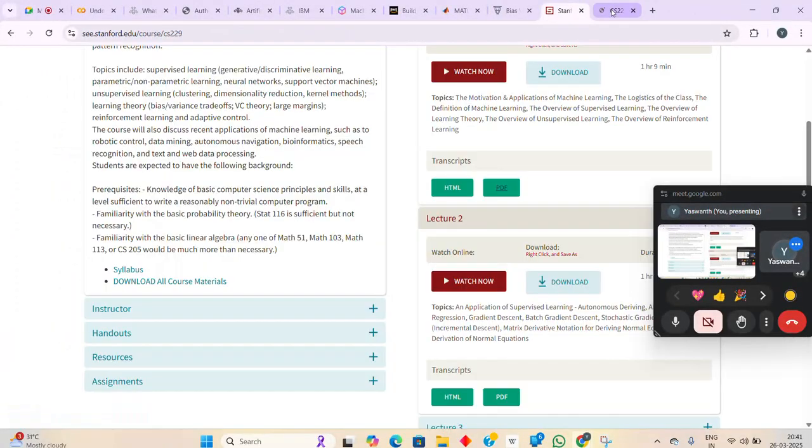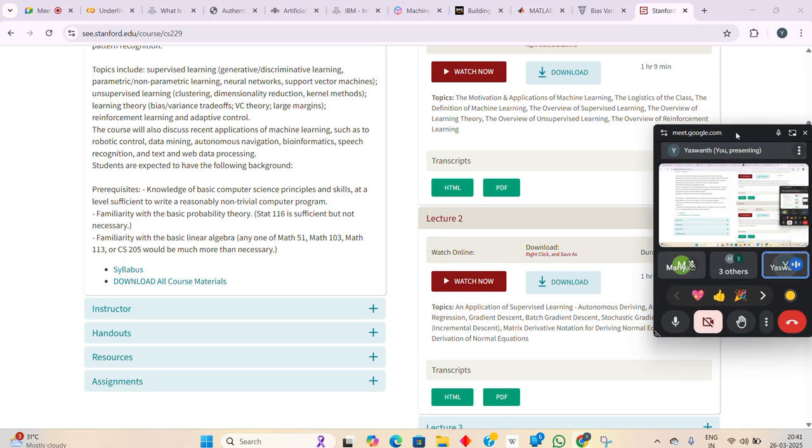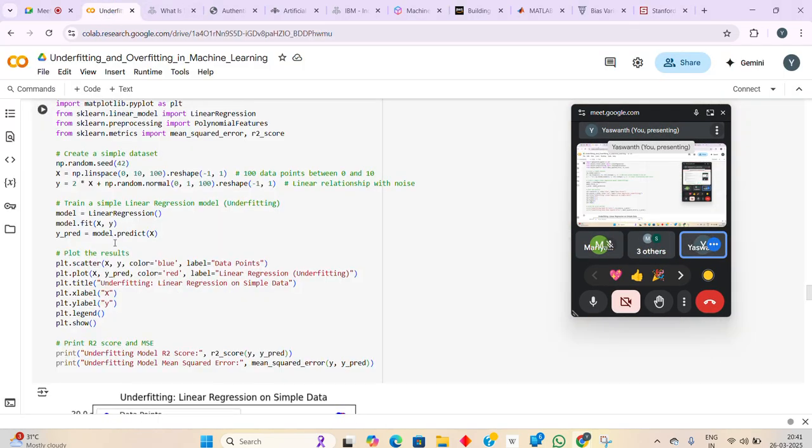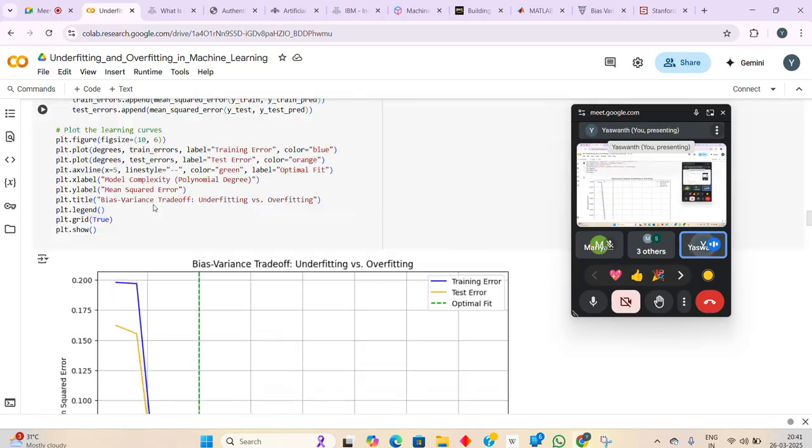Really nice. There are also nice books. If you are interested, please let me know and I will recommend nice books. Pattern Recognition by Bishop, that is a good book. Okay, now let us come back to this session.